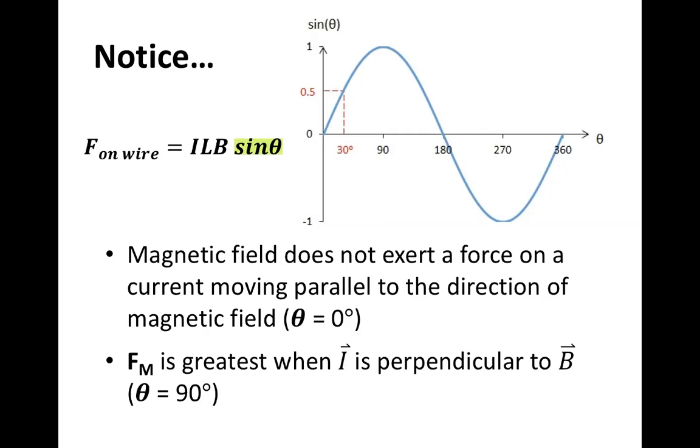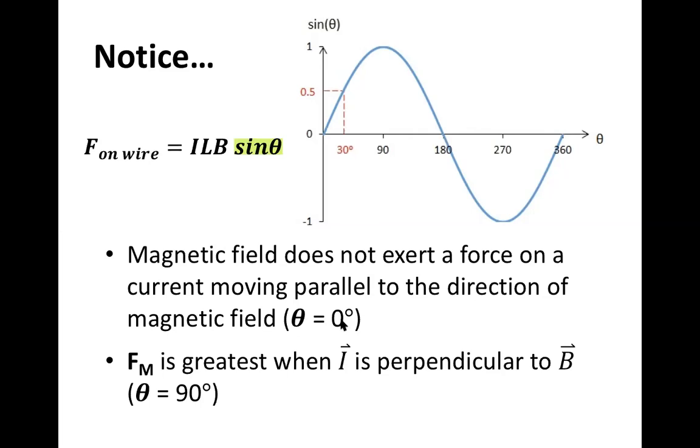In grade 11, we always did a 90-degree angle. So you could see sine theta, that was the maximum force. The most noticeable force on a wire would be when it points 90 degrees to the direction of the magnetic field.